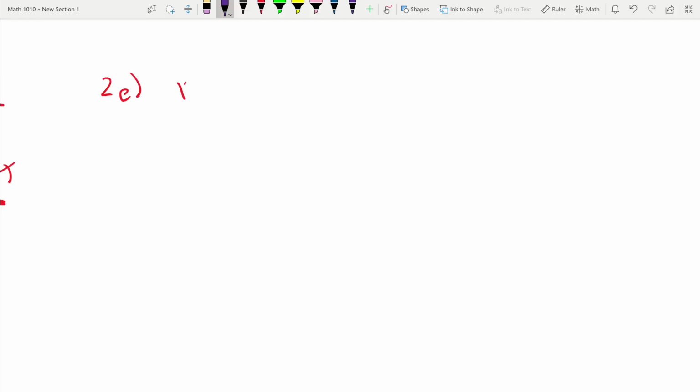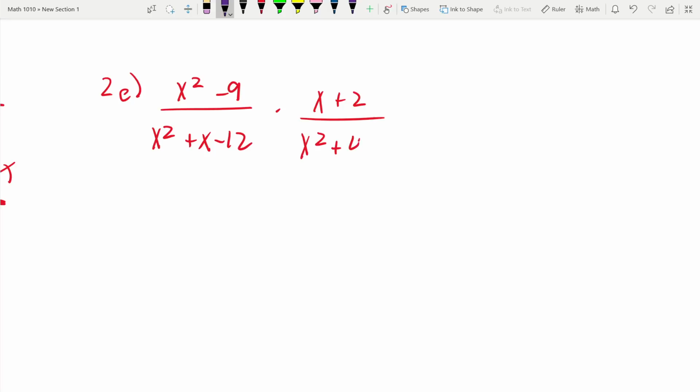So listen what we're going to do. Factor, factor, factor, factor. List your restrictions, cancel, and write your answer. Okay? So that's what we're going to do. Okay, top left, I've got x squared minus 9. That's going to factor to x plus 3 times x minus 3. Get rid of the x squared minus 9.